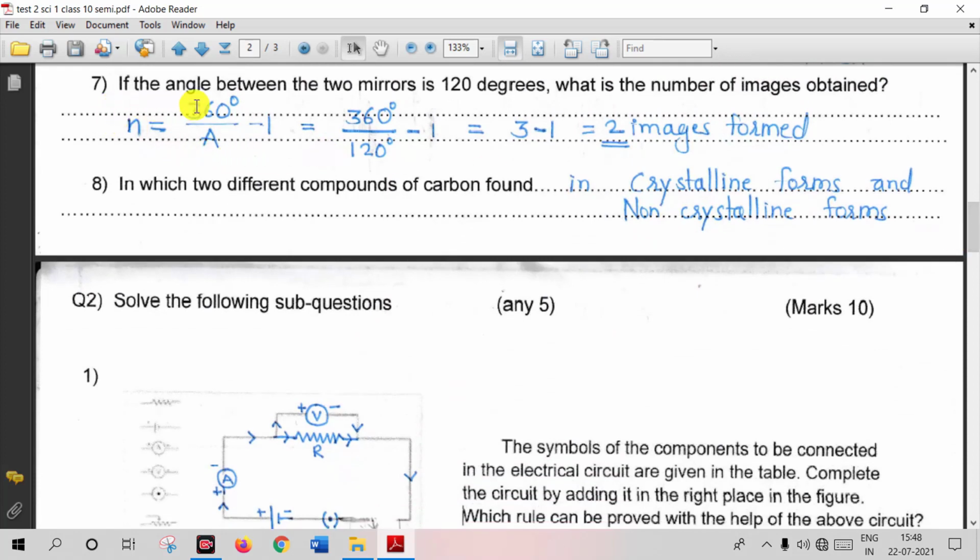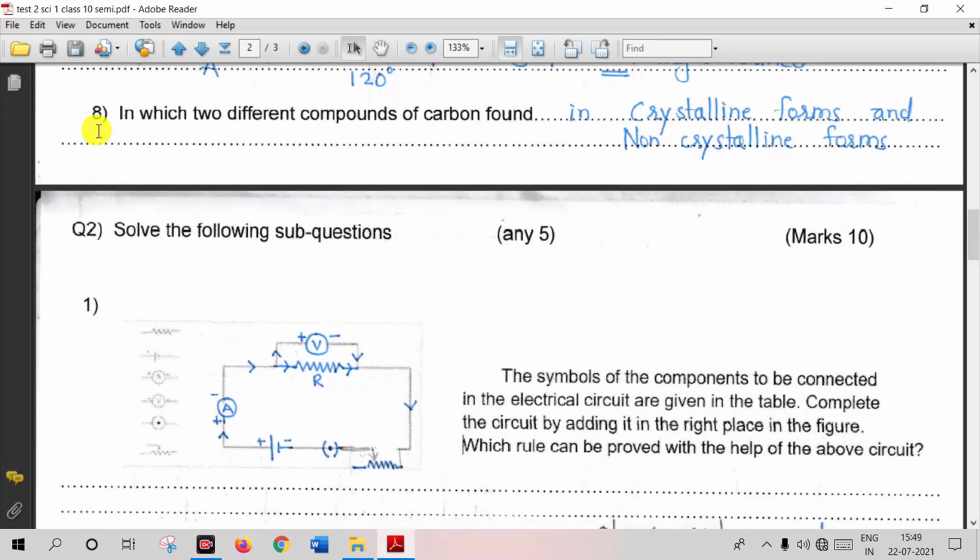7. If the angle between two mirrors is 120 degrees, what is the number of images obtained? For this answer, we have to write a formula. N is equal to 360 degrees upon A, where A is the angle, minus 1. In this formula, we put A equal to 120 degrees. Therefore, we get 3 minus 1 is equal to 2. That is, 2 images are formed when the angle between two mirrors is 120.